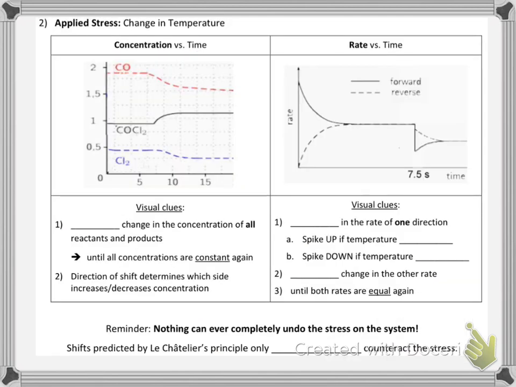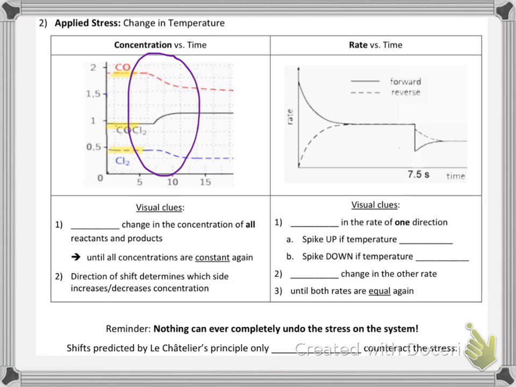It is a little bit different if the applied stress is going to be a change in temperature. So if we're looking at the same system, you'll notice when you're changing the temperature and you're looking at those concentration versus time graphs, well, we started at equilibrium here. And then we're showing all of a sudden everything starts to change. But there's no spike. There's not so much the drama.